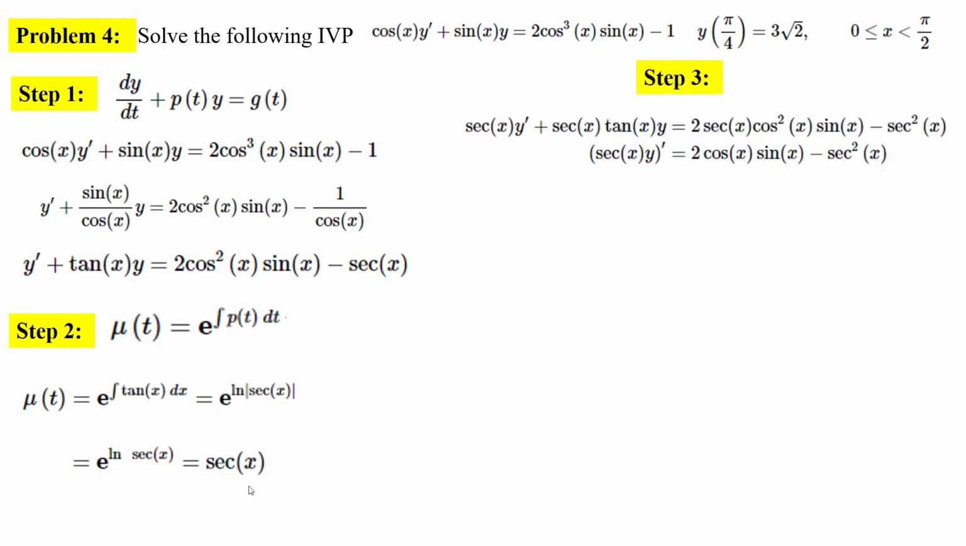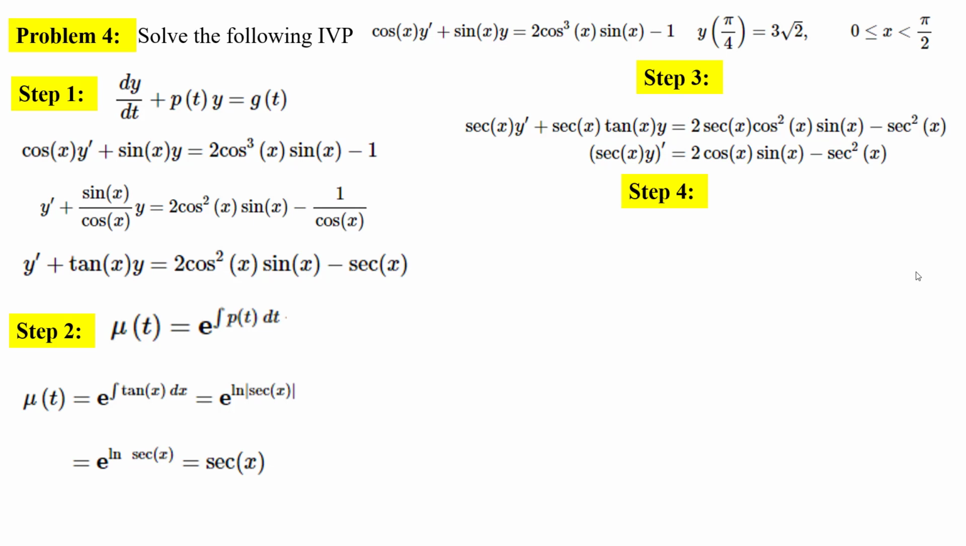So step 3, write the original equation and multiply everybody by secant of x. So you get secant of x times y prime plus secant of x times tangent of x times y equals 2 secant of x times cosine squared of x times sine of x minus secant of x times secant squared of x. The left side is the product rule for secant of x times y. So rewrite that as the derivative of secant of x times y. On the right side, use secant of x times cosine squared of x is cosine of x. And then 2 cosine of x, you get 2 cosine of x sine of x.